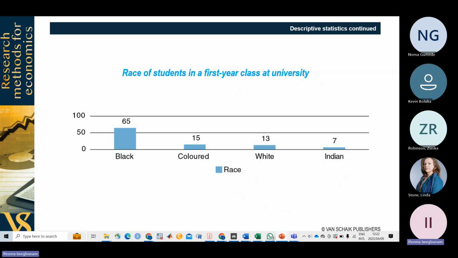This is also a race of students in first year class at a university. You can also look at the sample, maybe the black, colored, and white, and then the Indian. This is when you are looking at a race of students in a first year class at a university. This is a sample of the population by race.